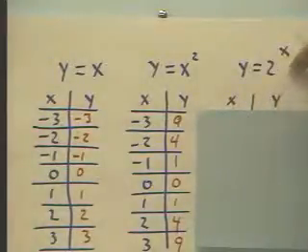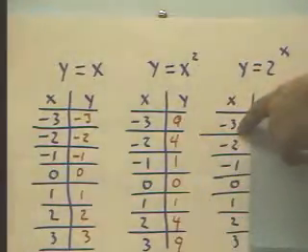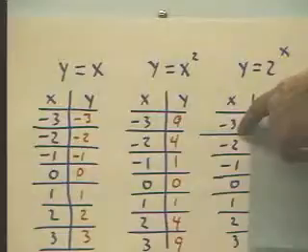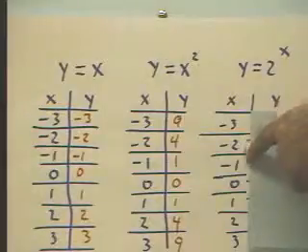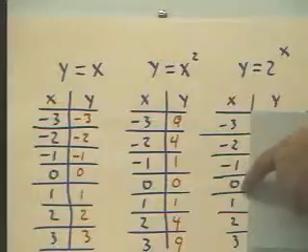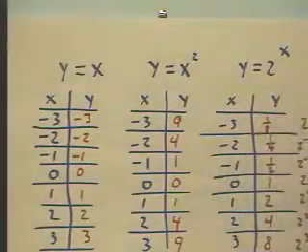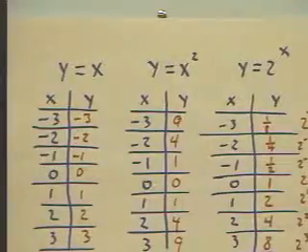What about y equals 2 to the x? What's 2 to the -3? Well, we saw a minute ago that 2 to the -3 is 1 over 2 cubed. 2 to the -2 is 1 over 2 squared. 2 to the -1 is 1 over 2 to the 1. What's 2 to the 0? Well, 2 to the 0, as we saw a few minutes ago, is 1. So that we get these results when we evaluate the y equals 2 to the x function.